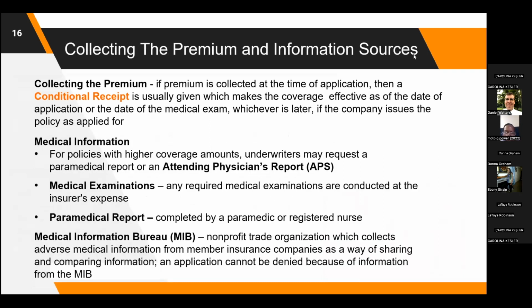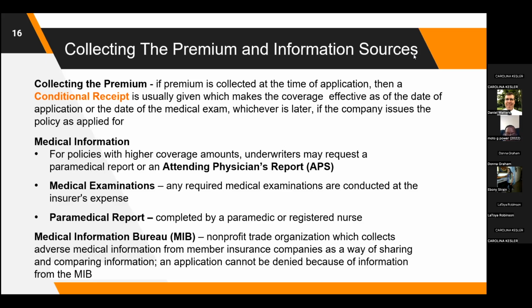Medical information for policies with higher coverage amounts. Underwriters may request a paramedical report or an attending physician's report. Medical examinations, any required medical exams are conducted at the insurer's expense. And a paramed report would be completed by a paramedical or a registered nurse, usually at the client's home.